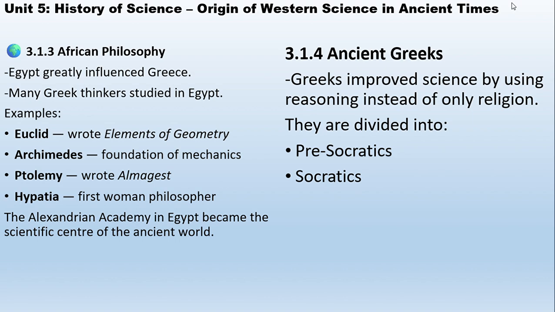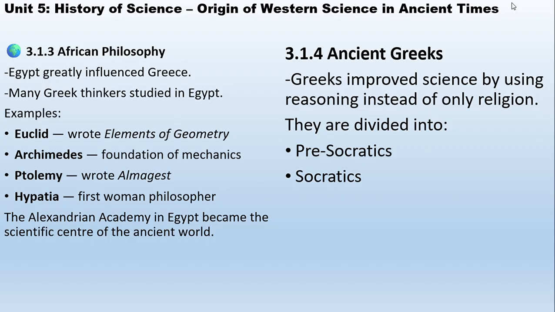I was talking about the ancient Greek. So this is how they stepped up science. They improved science by using reasoning, like adding logical reasoning instead of holy religion. Then they were using holy religion. But when the ancient Greeks actually took charge, they improved science. They added to science by using reasoning.